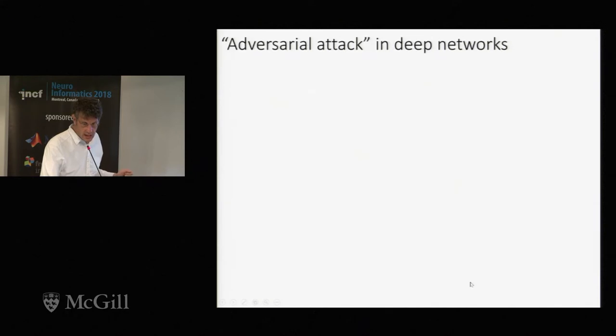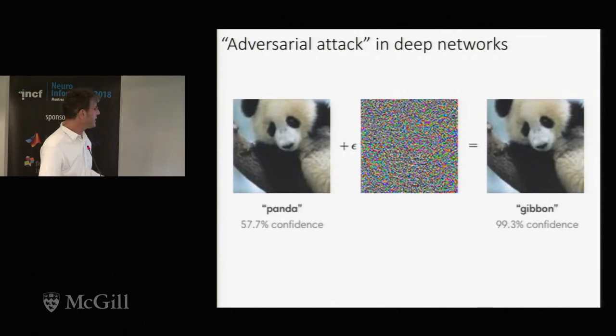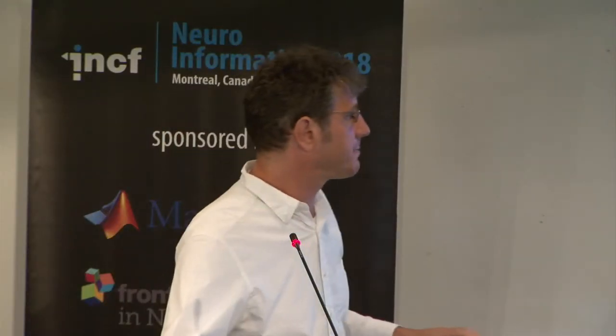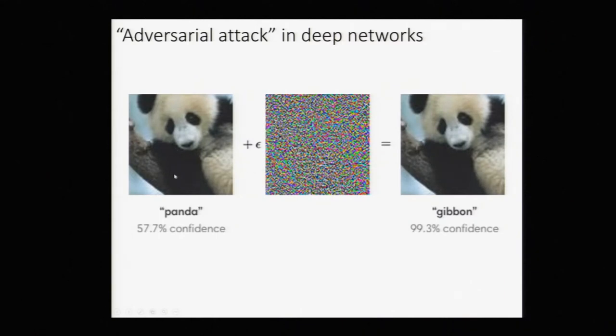And the reason this might actually be important for information processing is illustrated by something that happens in deep networks. Deep networks, most of the time, have this problem of adversarial attack, which means if you've trained a deep network and now an adversary comes along and wants to fool you, they can take an image, corrupt it by a tiny amount of noise, and it produces a completely different answer. In this case, this is a network that was trained to classify animals. It gives this a 57% chance of being a panda. You add a tiny amount of noise and get out an image that looks to the naked eye exactly the same, and this network gives it a 99% chance of being a gibbon.